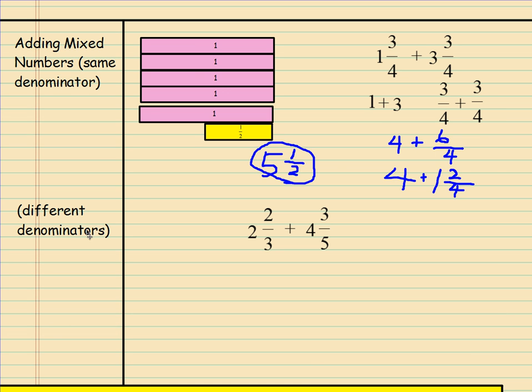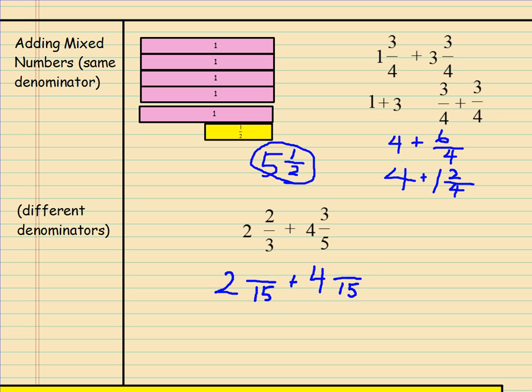What happens if they have different denominators? Well, we learned last lesson that we have to make them the same denominator, so let's do that first. Let's look at 2/3 and 3/5. What's the least common denominator? It is 15. So we have to write this as 2 and something over 15, and we have to rewrite this as 4 and something over 15.